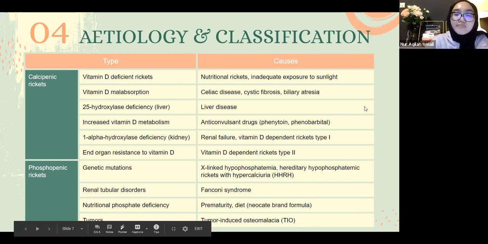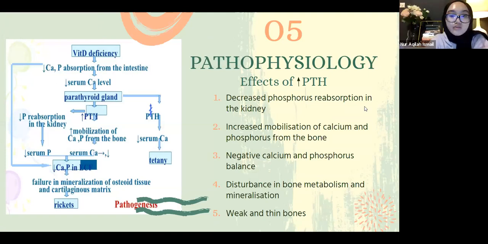Okay, now I think based on the previous slide, you can already understand the pathophysiology can be different depending on the causes, right? But I want to elaborate more on the pathophysiology of vitamin D deficiency, because this is the most important and the most common one. So vitamin D deficiency will cause reduced calcium and phosphorus absorption from the intestine, which will also reduce the level of serum calcium as well. And the state of hypocalcemia will stimulate the parathyroid gland to secrete parathyroid hormone.